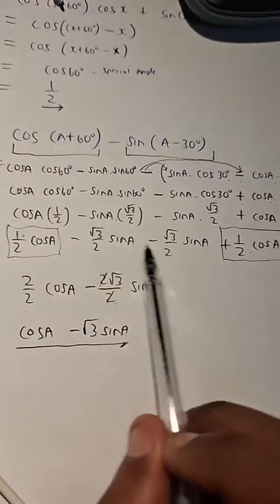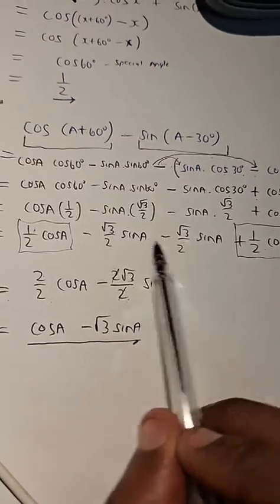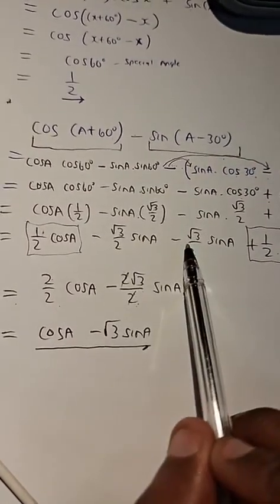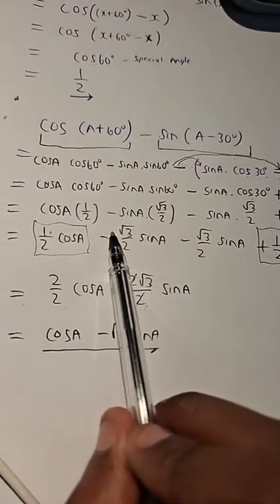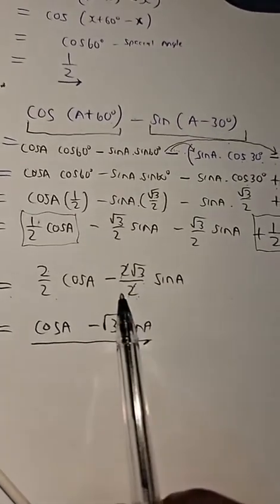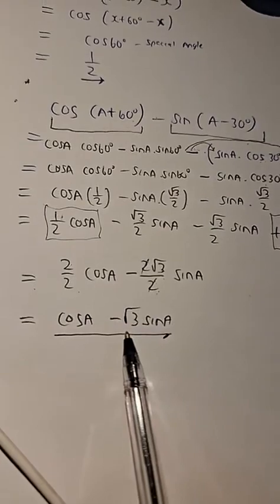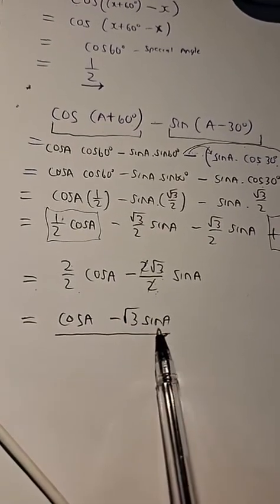And then here, these are also like terms. Okay, negative root 3 over 2 minus negative root 3 over 2 gives you 2 root 3 over 2. And that's why this 2 and this 2 cancel. You're left with negative root 3 sine A.